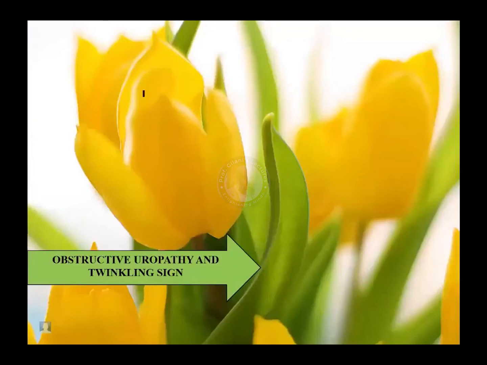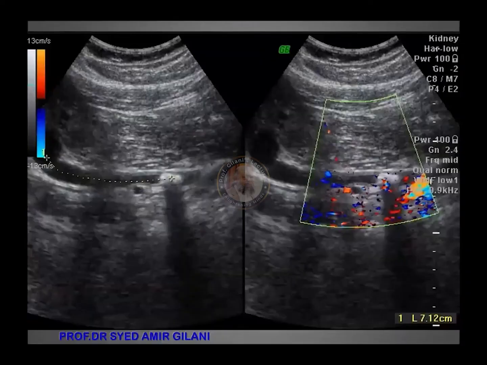Another important thing: in addition to the normal structures which we scan in basics, there are a few important things, so I kept 3-4 things in this lecture. Obstructive uropathy and twinkling sign. This is a ureter, and you can see a stone with posterior shadowing, and by using Doppler you can see some mixing of the colors, which is called the twinkling sign.